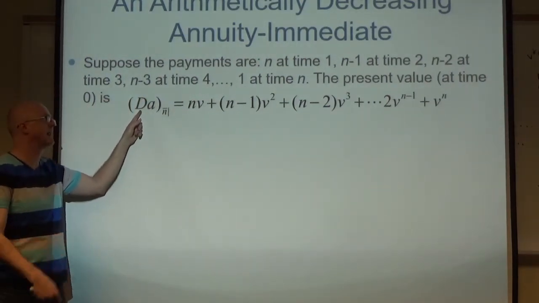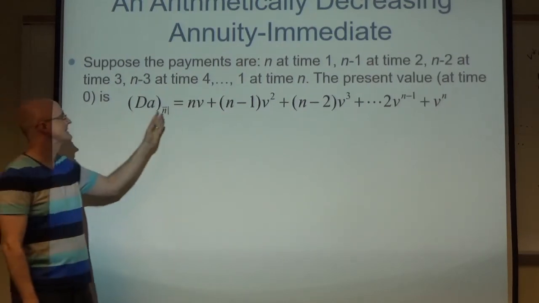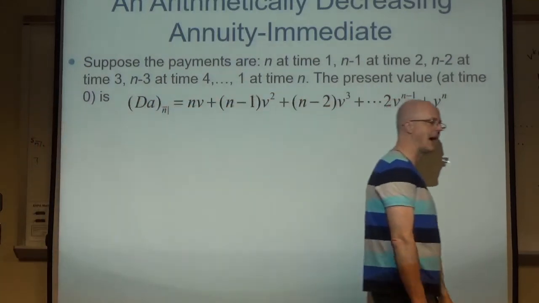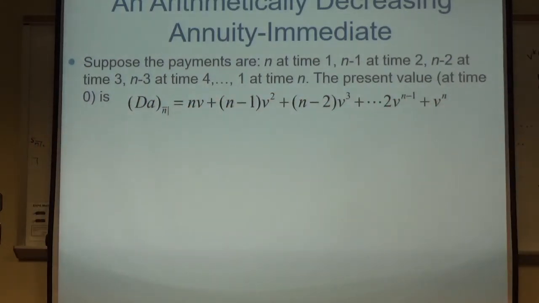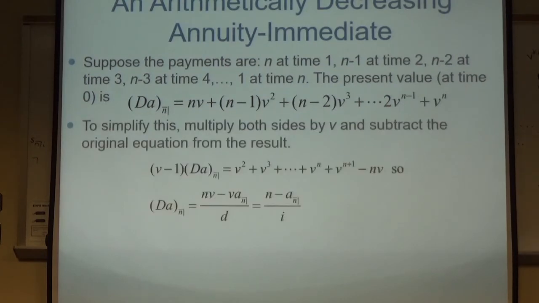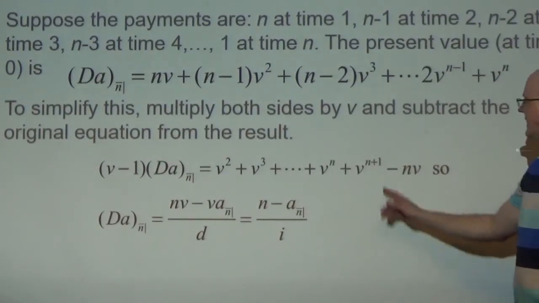It's arithmetically decreasing. It goes down by 1 each time. And as the summation, it equals this. That again is not geometric, but it's related to a geometric series once again through trickery. Multiply both sides by v and subtract the original equation from the result. In the previous slide, we subtracted the result from the original. You can write it like this.